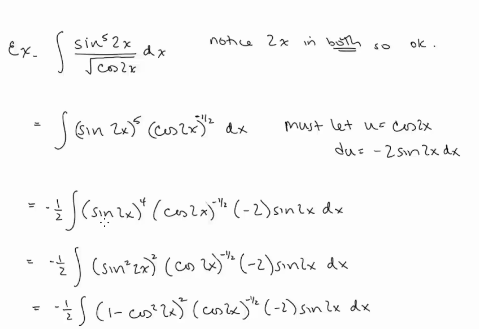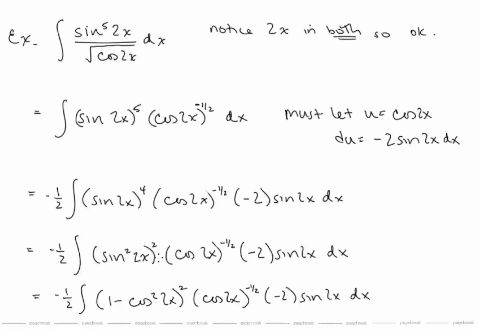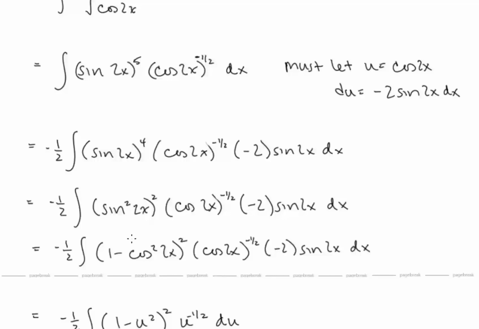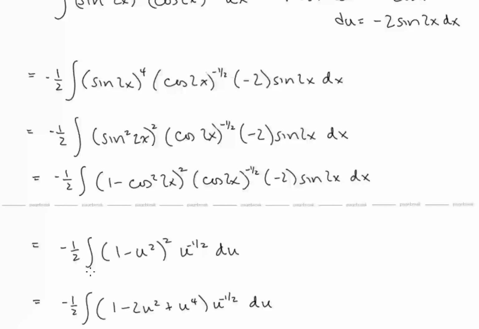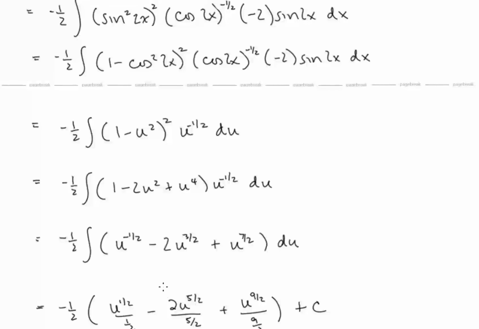So we recognize that sine 2x to the fourth power is sine squared of 2x quantity squared, and that sine squared 2x can be written as 1 minus cosine squared 2x. And so we've got this squared. And now it can all be written in terms of u. So we have negative 1/2 integral of 1 minus u squared, quantity squared, times u to the negative 1/2 du. And so we need to square out here and then distribute our u to the negative 1/2. And then it becomes a basic integral.